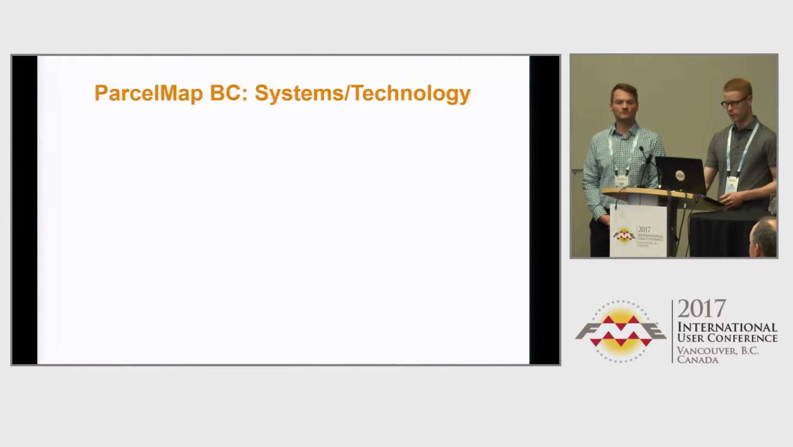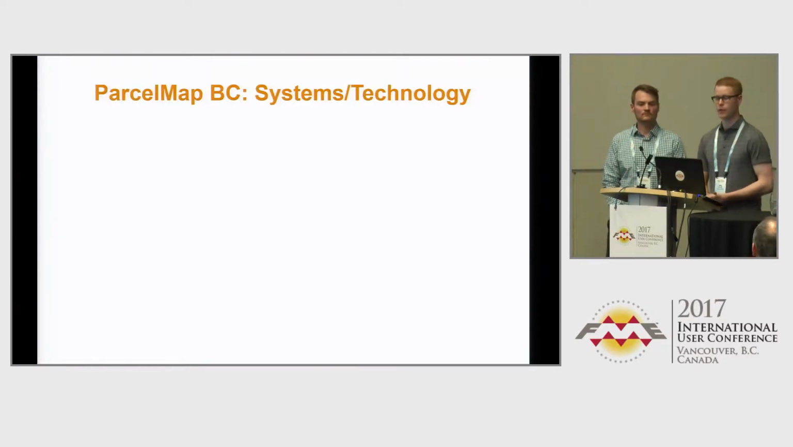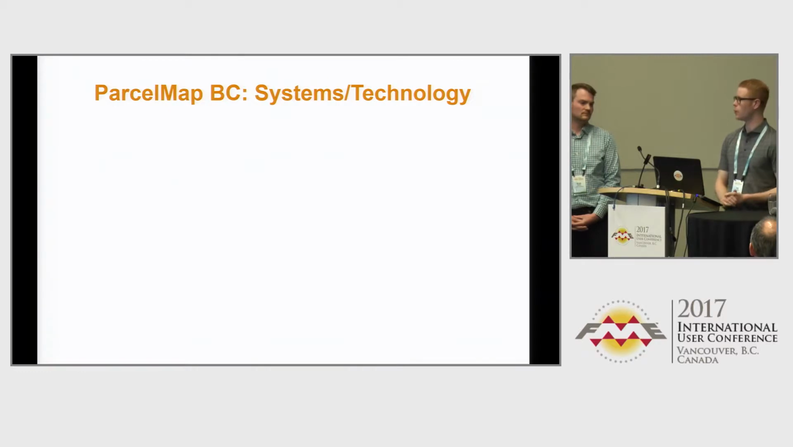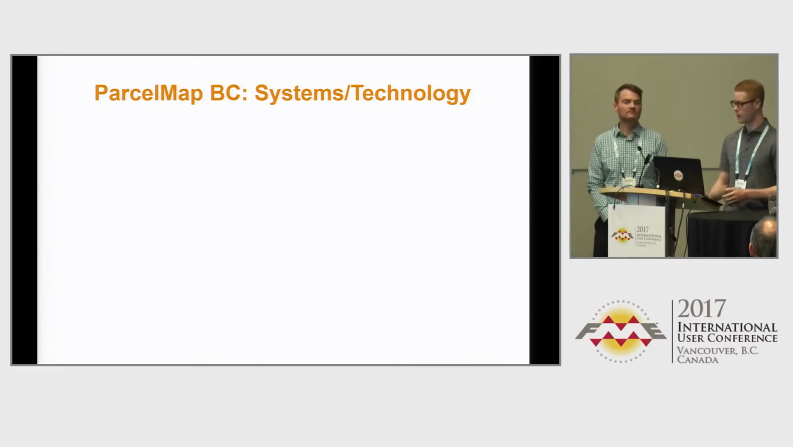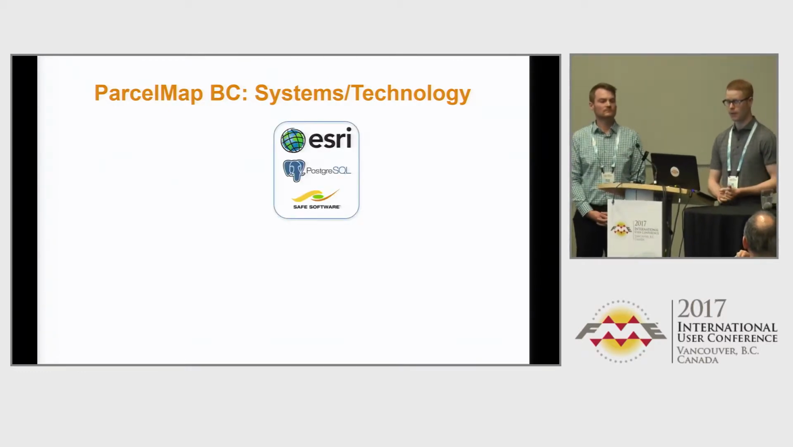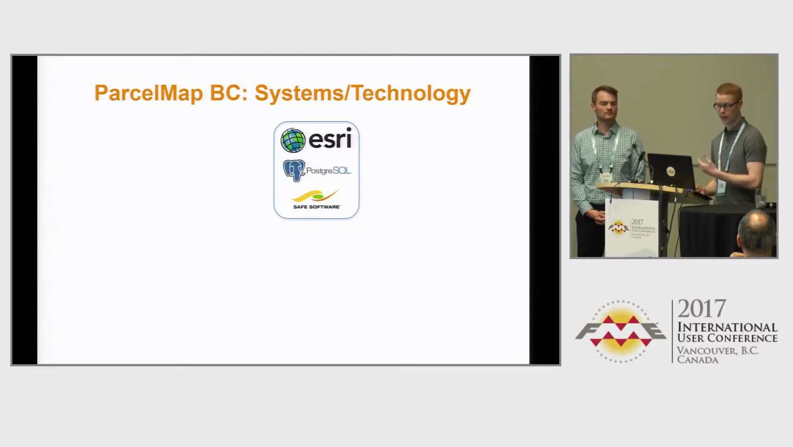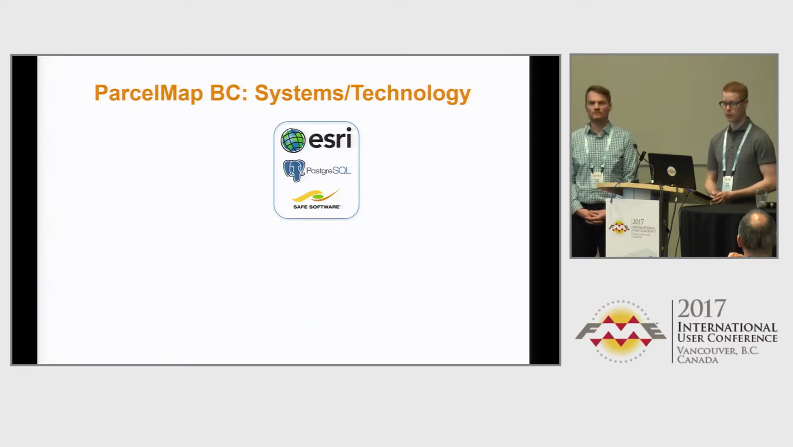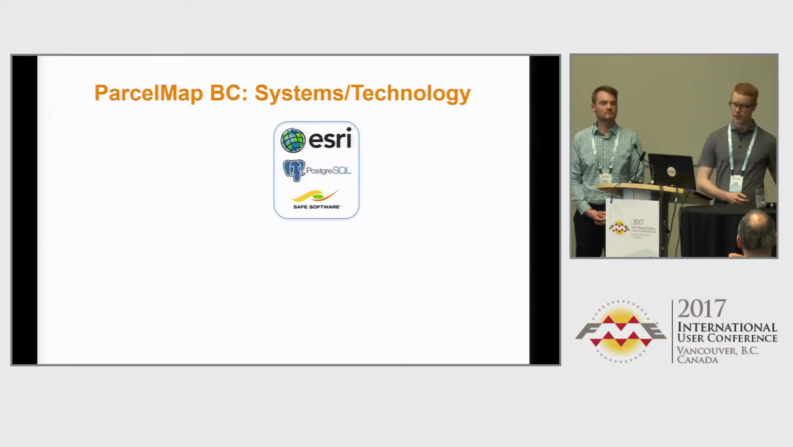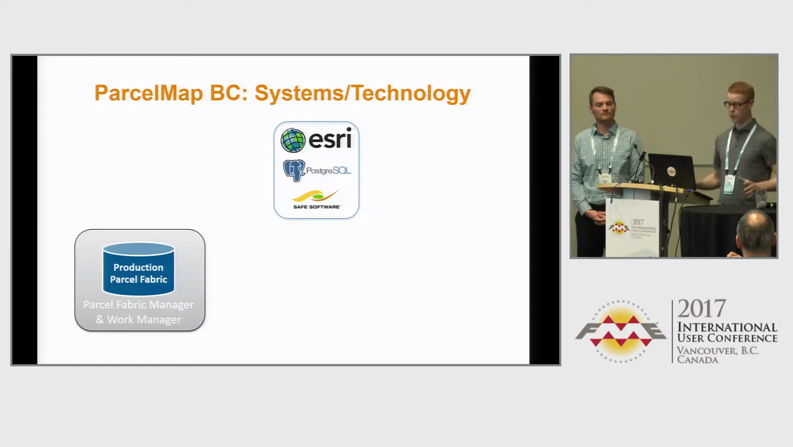And I'm just going to skip over this part for now. As far as our systems and technology goes, I'll briefly describe kind of a simplified view of our infrastructure. But I'll start by saying we're using the Parcel Fabric data model, a modified version of which we have our own schema built on top. We've got a Postgres backend database, actually several databases, and we're using FME for a lot of the automation, data in, data out. And it all starts with our production Parcel Fabric.